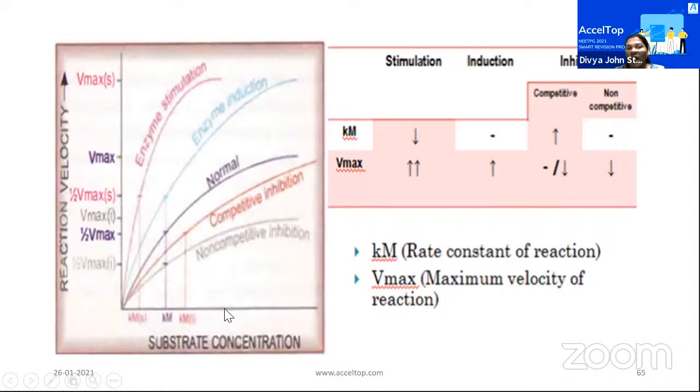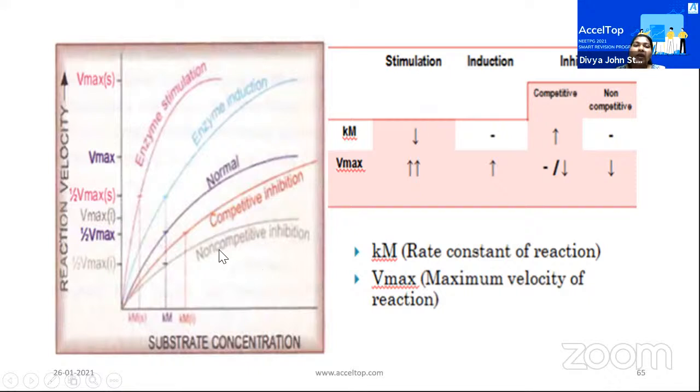So this is your graph, which is very easy to recall during exams. We plot the substrate concentration along the x-axis and the reaction velocity, which is the estimated parameter here, along the y-axis. Normally the enzymatic reaction will follow the normal curve. This is the Km and Vmax for it. Km is the substrate concentration related to the rate of the reaction, and Vmax is the maximum velocity of the reaction.